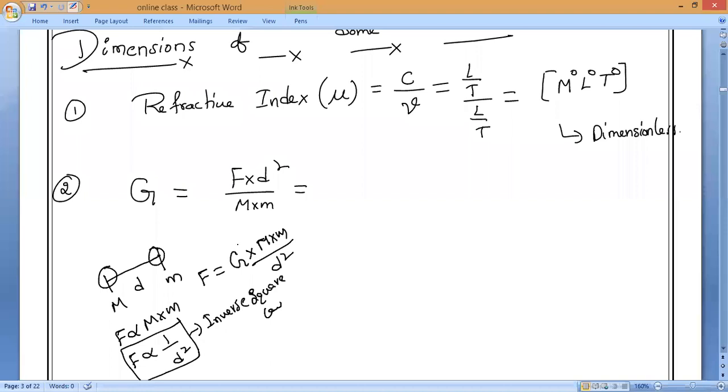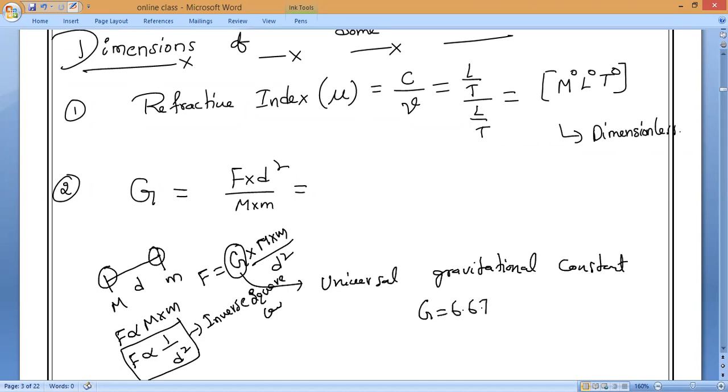So from that, capital G is what? Universal gravitational constant. That is what you have to remember. What is the value of capital G? 6.67 into 10 power minus 11 Newton square meter per kilogram square. That is what it is. So that is G.